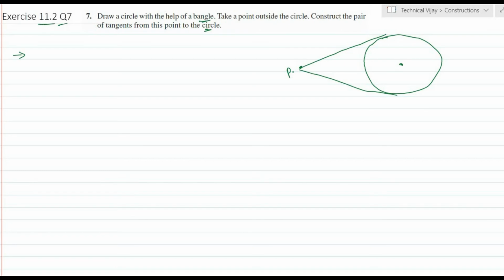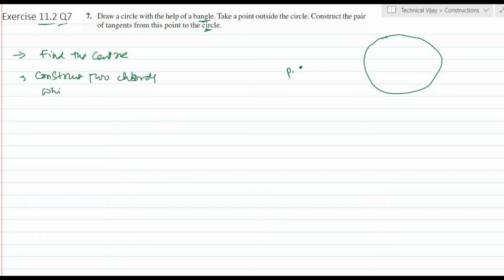We have to construct two non-parallel chords. We don't know the center point here; we only have this circle and this point P. So what do we have to do? We have to find the center first. How to find the center of this circle? Construct two chords which are non-parallel.